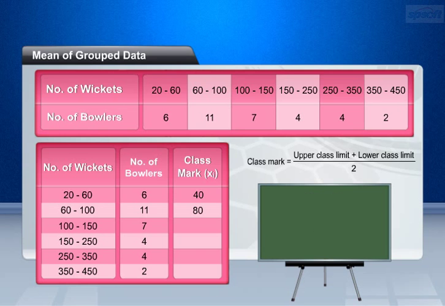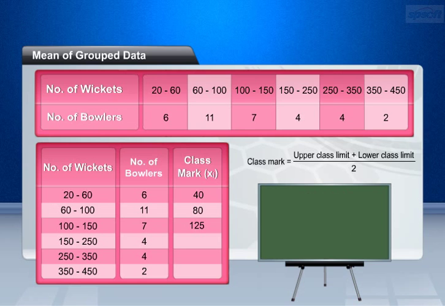Let us consider the interval 100 to 150. Here, upper class limit is 150 and lower class limit is 100. This implies that class mark equals (150 plus 100) by 2. This is equal to 250 by 2, which is 125. Therefore, the class mark is 125.